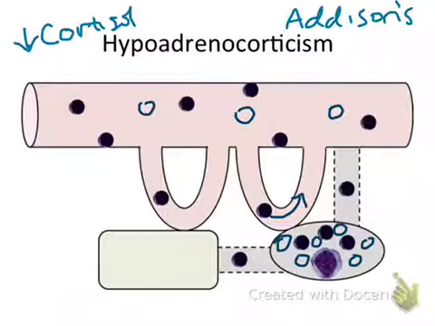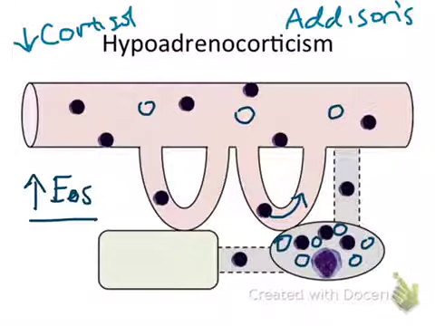There are lots of other chemistry and urinalysis findings that can support hypoadrenocorticism, and you'll learn more about those later. But at least on the CBC, if you see an eosinophilia or an increased eosinophil concentration, then that could also potentially support hypoadrenocorticism.